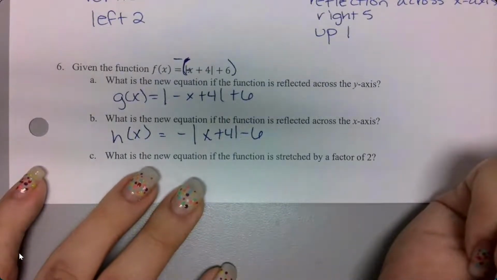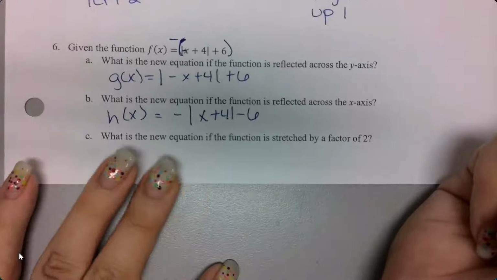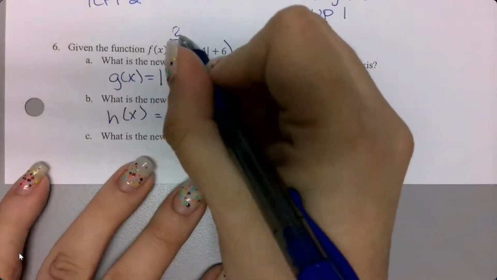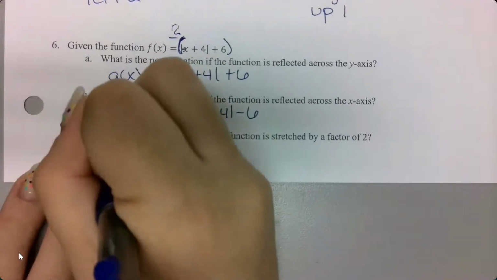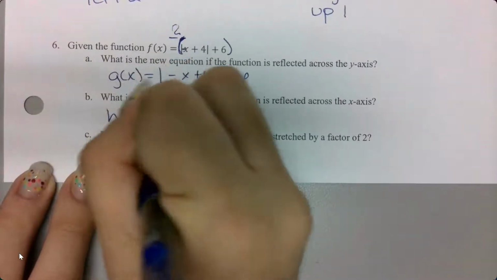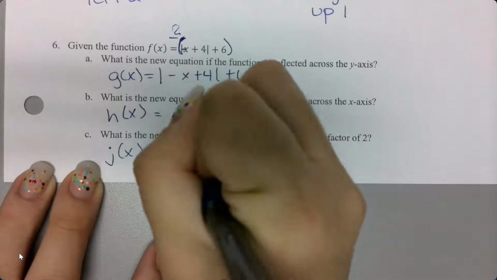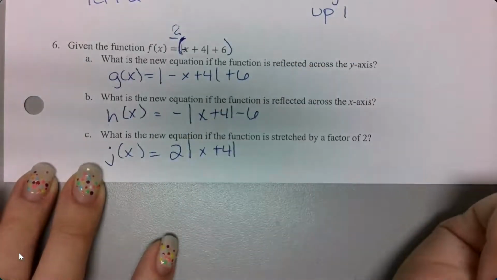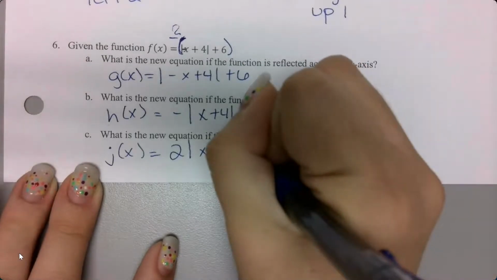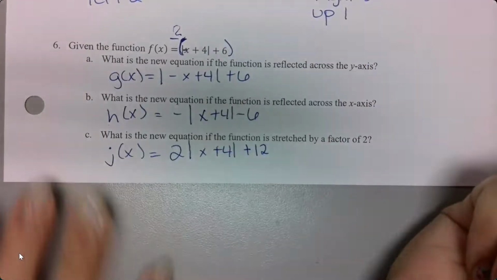My last one is if the function is stretched by a factor of 2. So same thing, I'm going to have a 2 out front and distribute it to that. Let's do J of x. Okay, so I'm going to have a 2 absolute value, x plus 4. I do not want to distribute in, I want to leave it out there. And then I'm also going to take that 2 and distribute to the 6 to get 12.